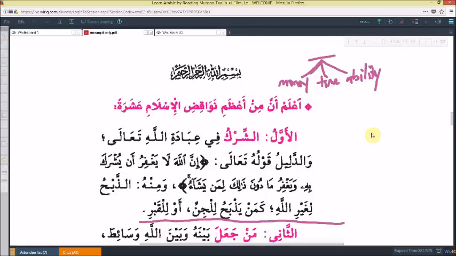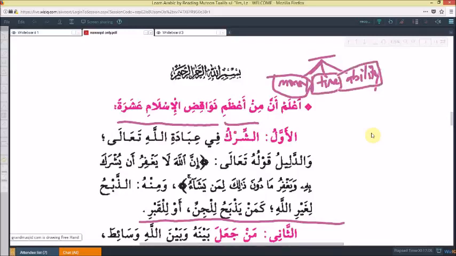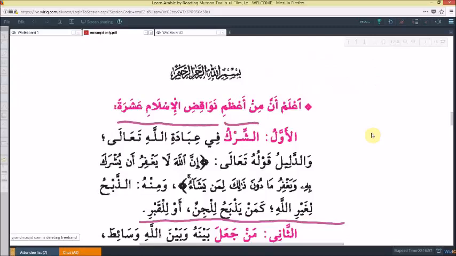So this word shirk needs to be clarified by fi ibadatillahi ta'ala. Because Allah is not in need of our wealth. He's not controlled by time, and He is ala kulli shay'in qadir. So He doesn't need any partner. So a shirk fi ibadatillah, this is bad. A shirk in the dunya is not bad.